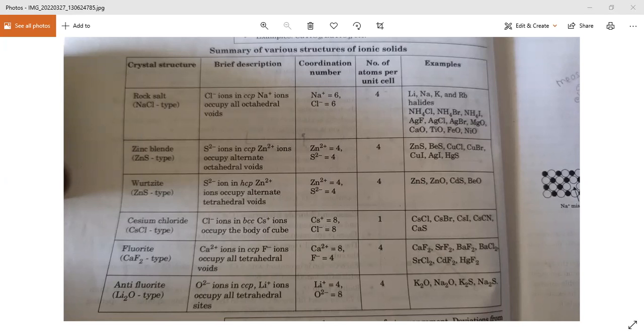Okay. So these are the 6 different types of structures: rock salt structure, zinc blende, wurtzite, cesium chloride, fluorite, and antifluorite structure. So compulsory we'll get one question on this type of structures.